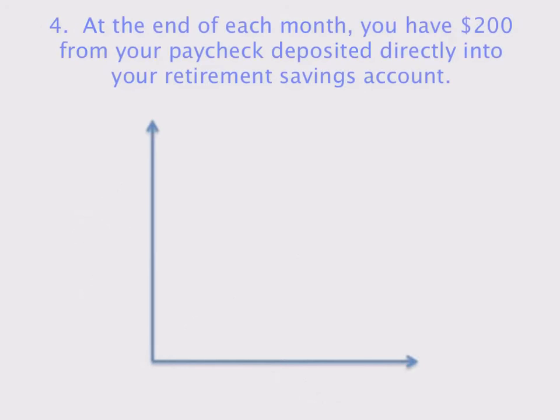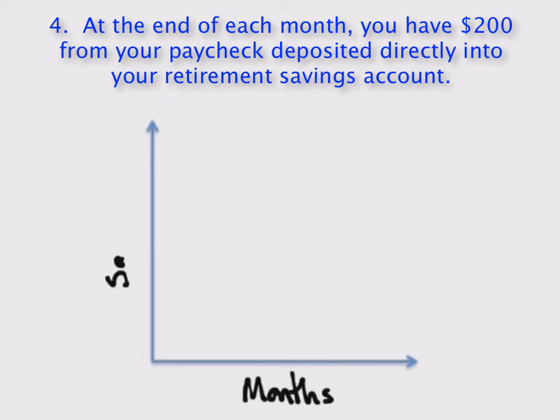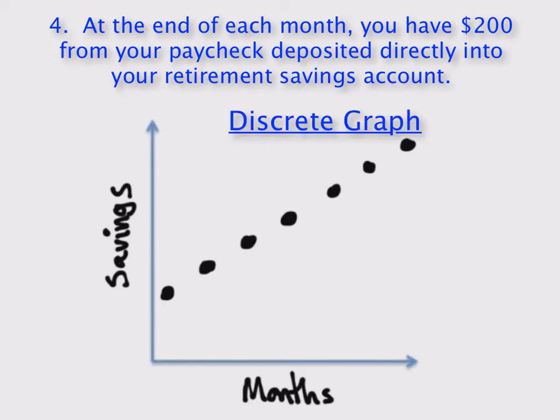Fourth example. At the end of every month, you have $200 from your paycheck deposited directly into your retirement savings account. Again, this relationship would best be captured with a discrete graph. It's not like you're continuously saving every moment of every day. Instead, at the end of the month, in one lump sum, you are increasing your savings account, and so it's best not to connect these dots and to leave them as distinct individual points in a discrete graph. And here's a sketch of what that graph might look like.